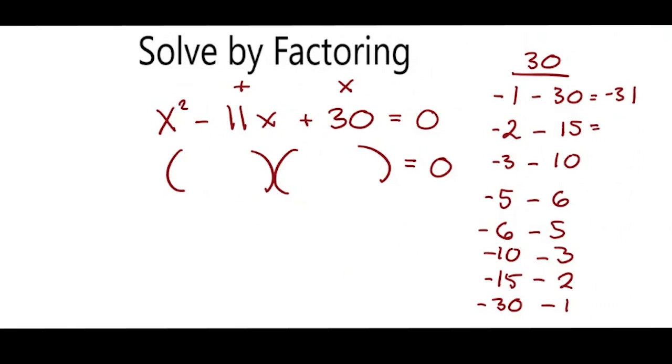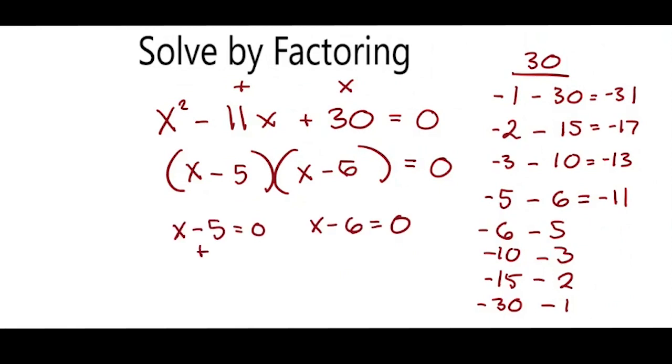Negative 2 minus 15 is negative 17. We're getting closer. Negative 3 minus 10 is negative 13. Negative 5 minus 6 is negative 11. And negative 11 is what we're looking for. So I'll put my x in each parenthesis. And remember, we have a minus 5 and a minus 6. So I set each of those parentheses equal to 0.